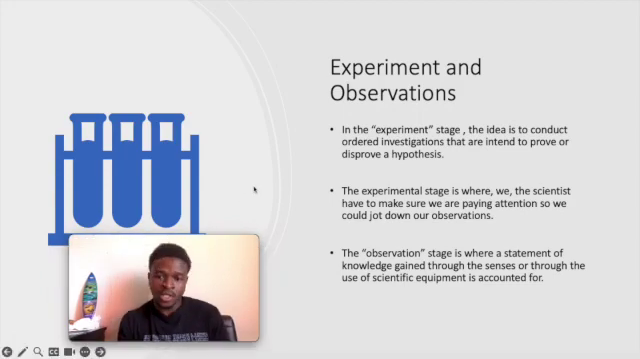All right. So in the experimental stage, the idea is to conduct ordered investigations that are intended to prove or disprove a hypothesis. The experimental stage is where we, the scientists, have to make sure we are paying attention so we can jot down our observations. The observation stage is where statements of knowledge gained through the senses or through the use of scientific equipment are accounted for.